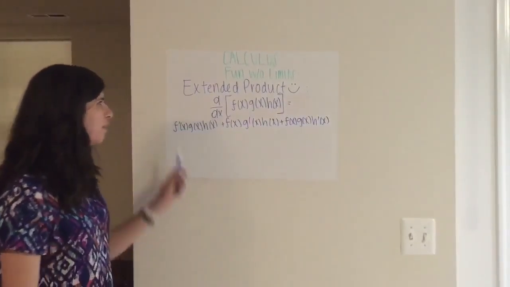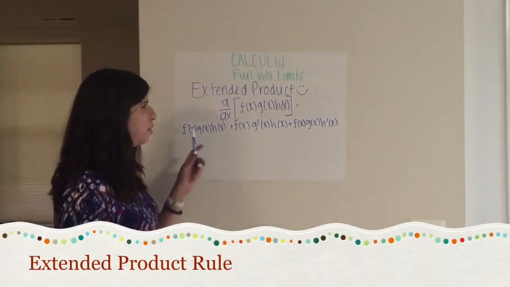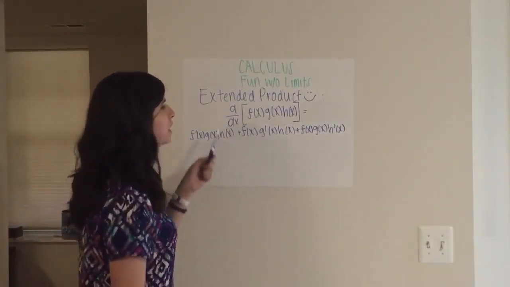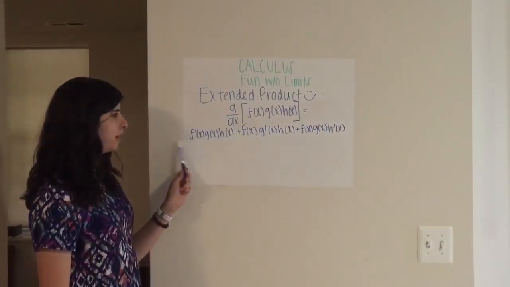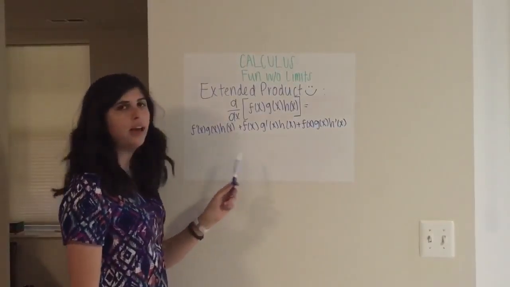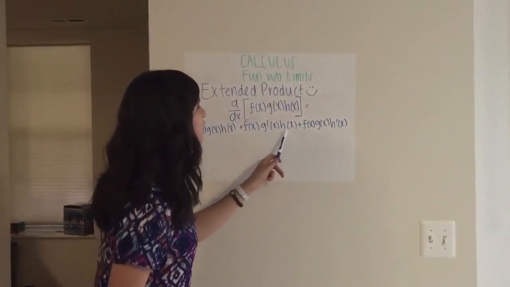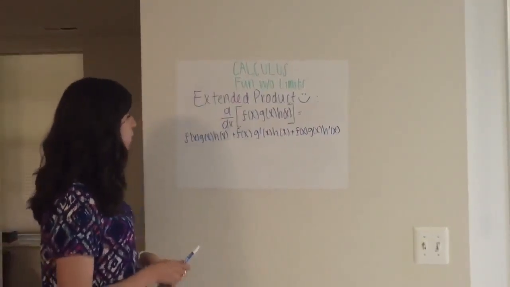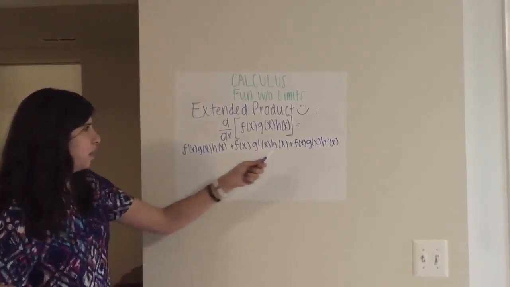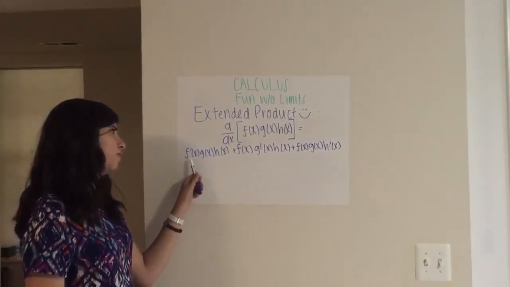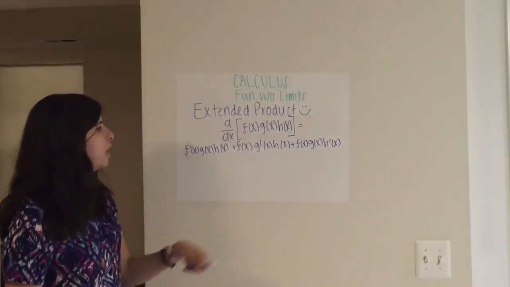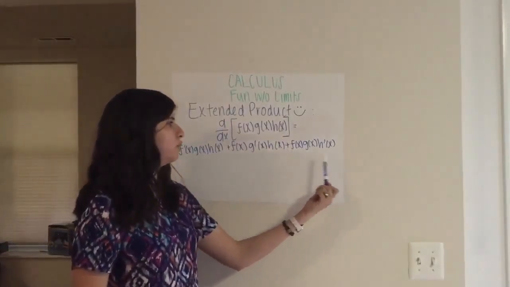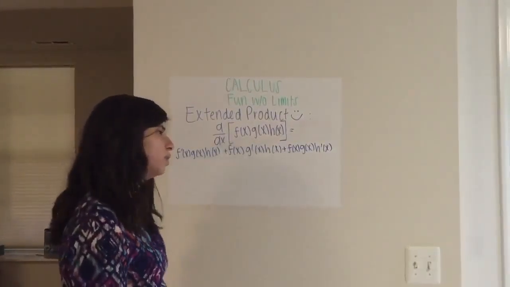Following the product rule, we have the extended product. With the extended product, we have three functions: f of x, g of x, and h of x. When we take the derivative, we're going to get f prime of x, g of x, h of x, plus f of x, g prime of x, h of x, plus f of x, g of x, h prime of x. So what we're doing is taking the derivative of each one: in the first part, the derivative of the first one, holding the other two; here, the derivative of the middle one, holding the other two; and here, the derivative of the last one, holding the other two.